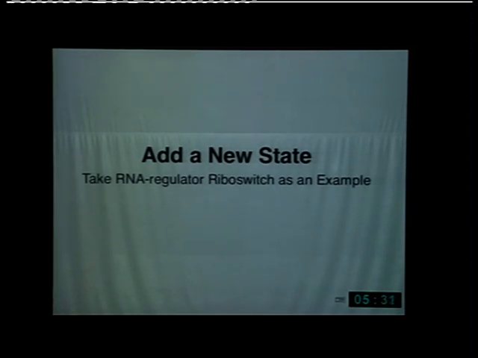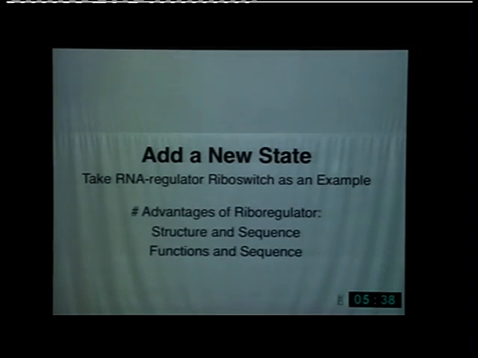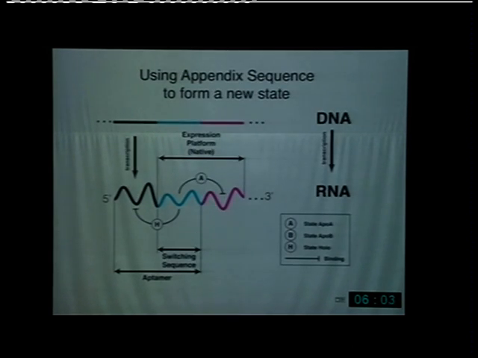So to experimentally confirm our theory, I use the RNA regulator as the example. Why? Because there are some advantages of riboregulators. There are very well-developed algorithms to predict the structure and activities from the sequence. And there is another special advantage of the RNA regulator: they are programmable. So how to add a new state?